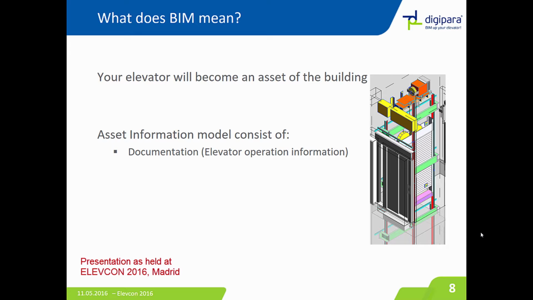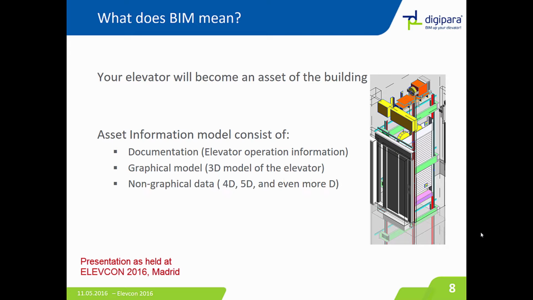And for each asset in the building, there is an asset information model. And this consists of the documentation, like elevator operation information, the 3D model of the elevator for graphical information, and also non-graphical data, 4D, 5D, and even more Ds. I will explain this in a few minutes.